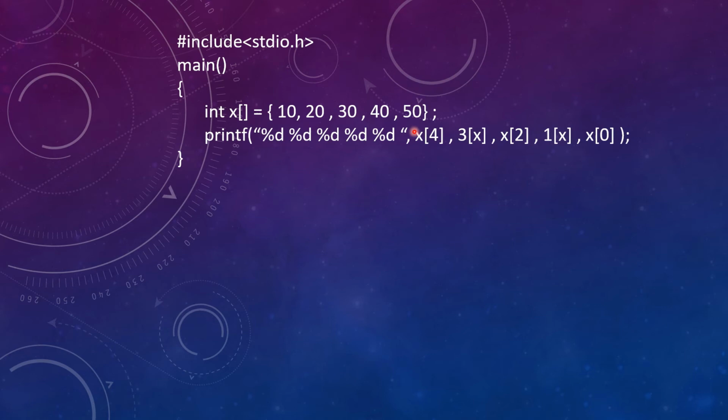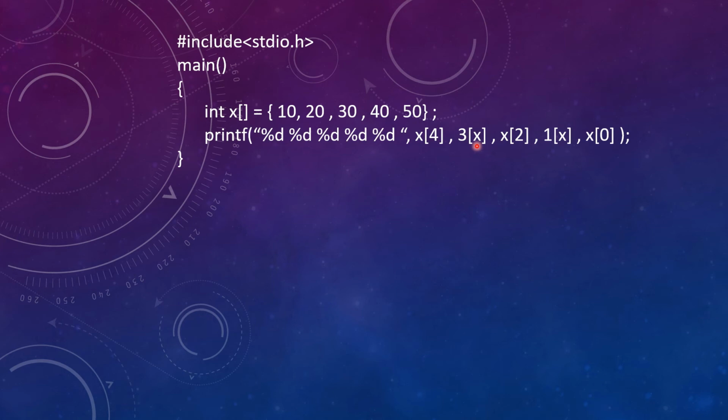This is why x of 4 is correct, x of 2 is also correct, x of 0 is also correct syntax. But what is this 3 of x, right? Because our variable name is x, not 3. So how can we write 3 of x, 1 of x, correct? So it will definitely throw a compilation error, because this syntax and this syntax are wrong. Those of you who have got compilation error as your answer, I must tell you that you are absolutely wrong. And why is it so?